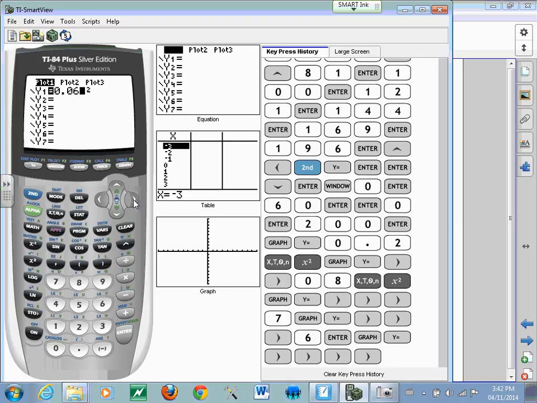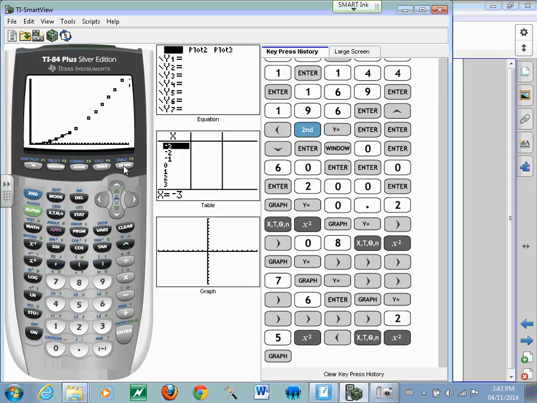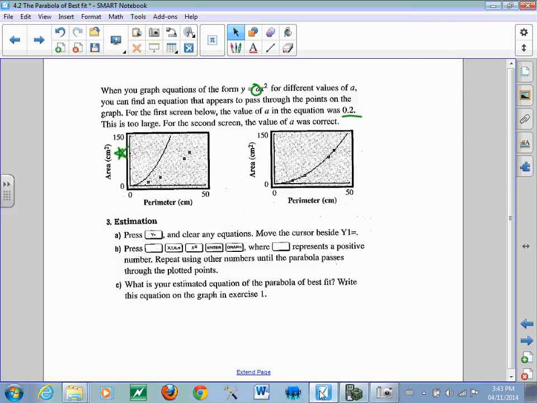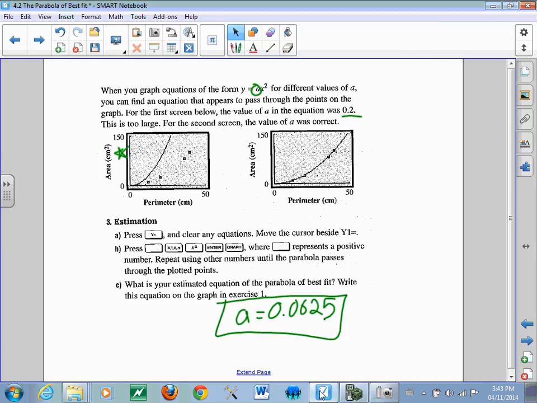How about I try 0.0625 and then x squared? Oh, sorry, I forgot my x. Okay, let's graph that. Take a look, ladies and gentlemen. Wow, we just figured it out. That's the one we wanted. And what was a, guys? 0.0625. Cool. So let's take a look at our equation. We entered all these evaluations in, and we said we had a equals 0.0625. So we found our equation by guessing.